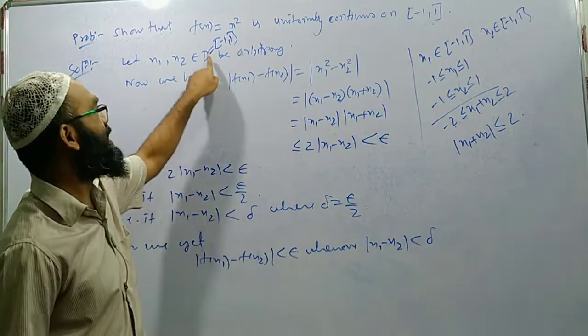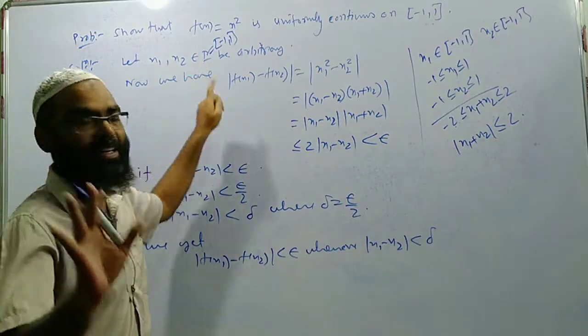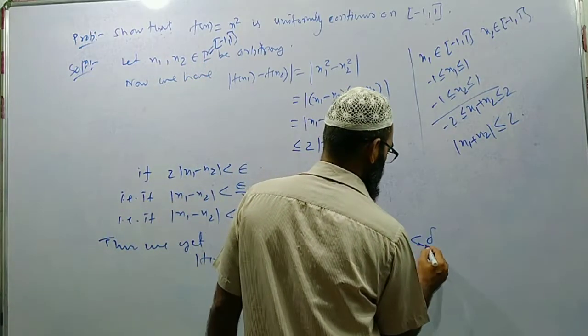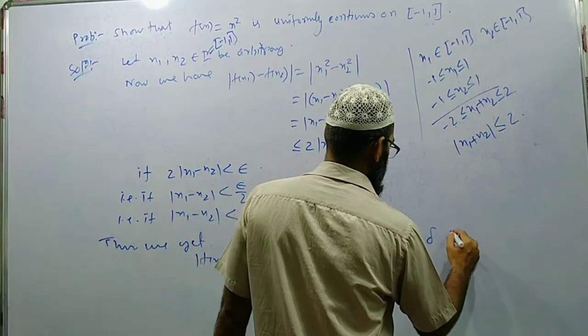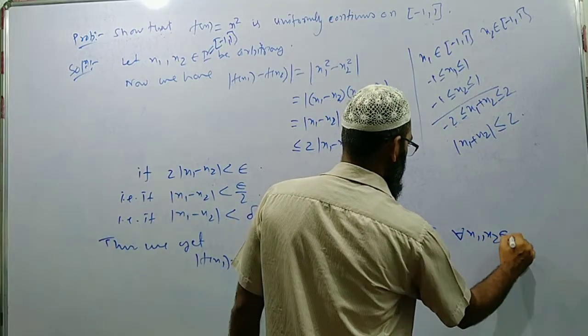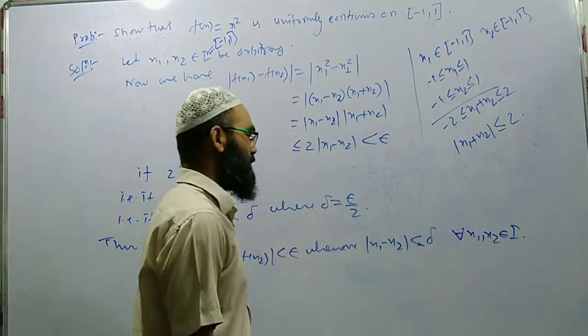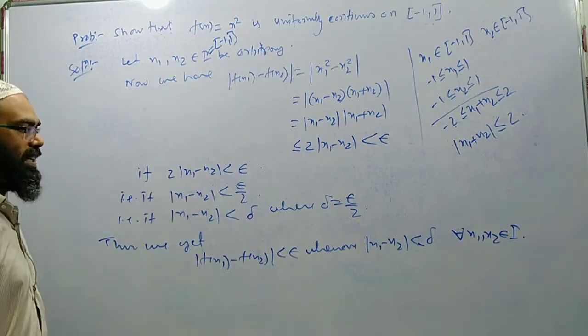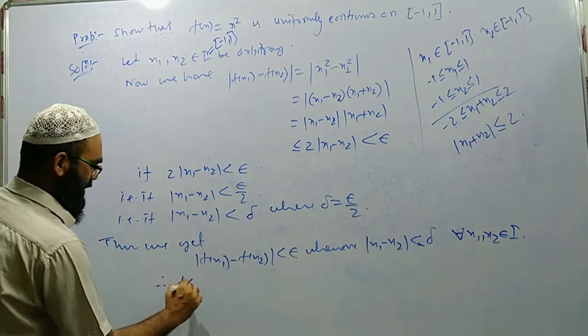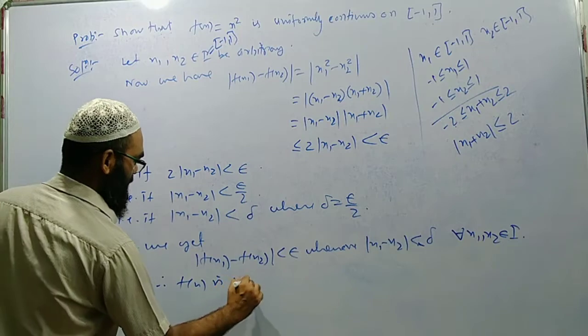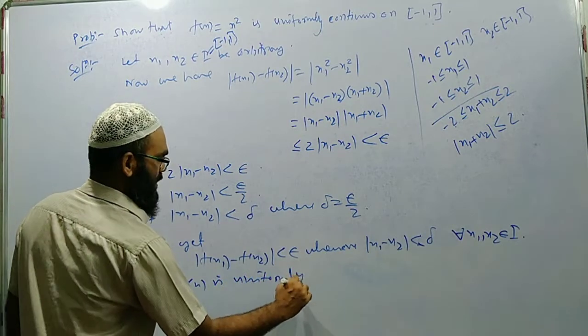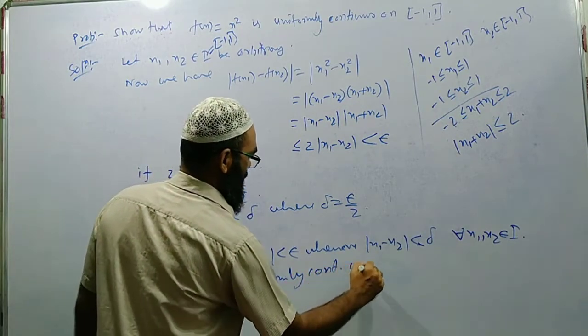And observe that x1, x2 are arbitrary points of the interval I, for all x1, x2 belonging to I. Therefore by definition f(x) is uniformly continuous on I.